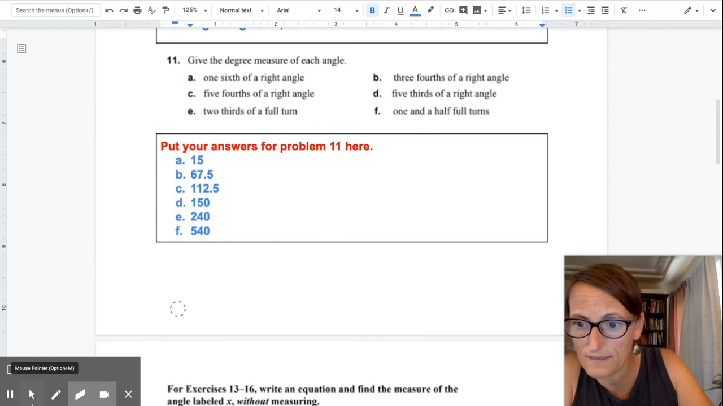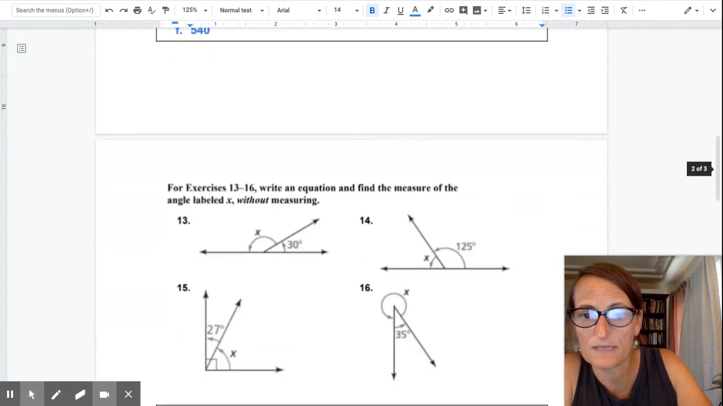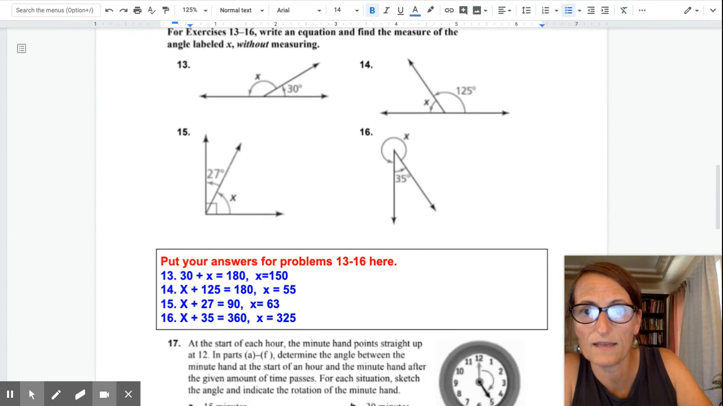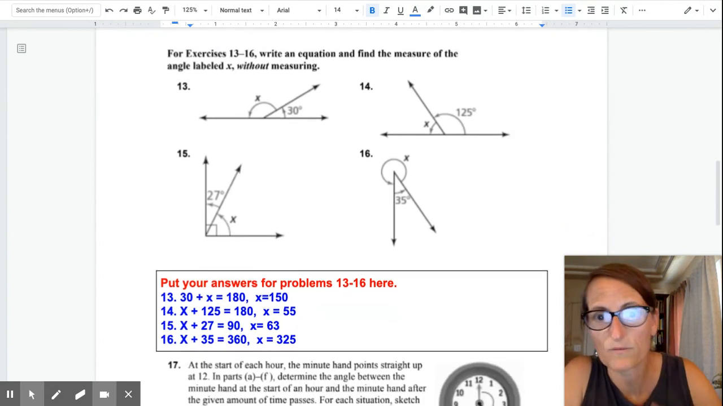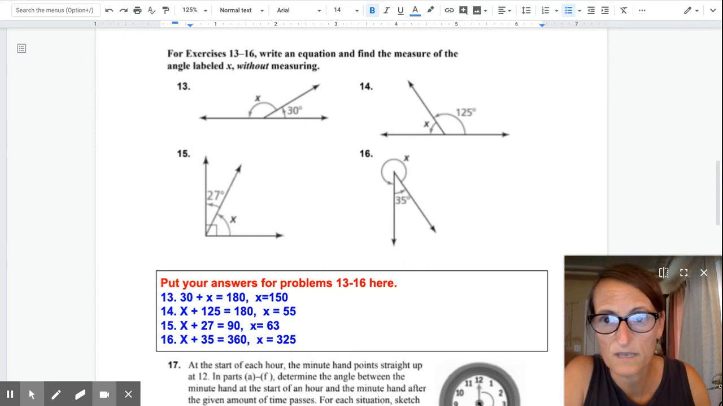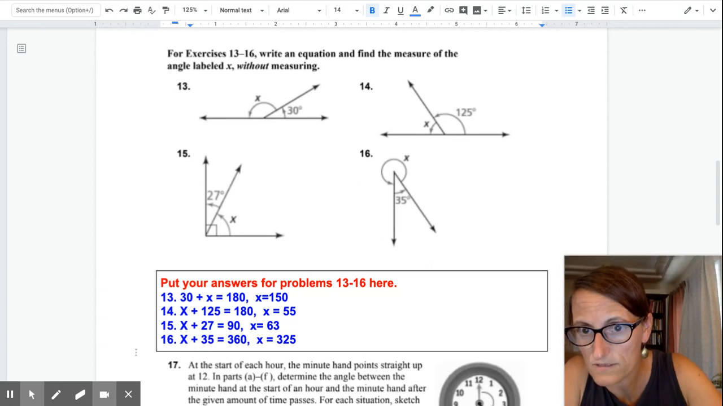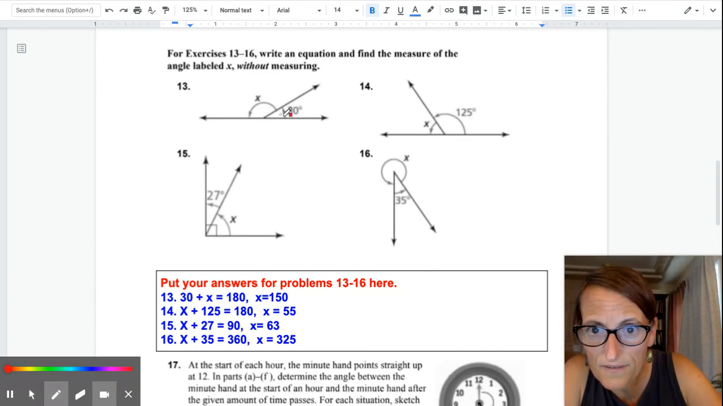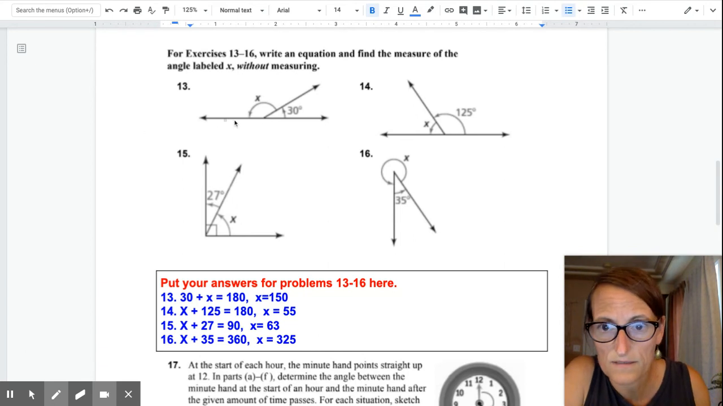Okay, and then let's move down here to number 13 through 16. So here we're looking at, basically, it's not calling it, but we're looking at supplementary and complementary angles. You can see that on number 13, these two angles are supplementary because together they form a straight line. So since right here they form a straight line where they're combined, we know that 30 plus x has to equal 180. So that's this equation right here. We have 30 plus the unknown angle add up to 180.